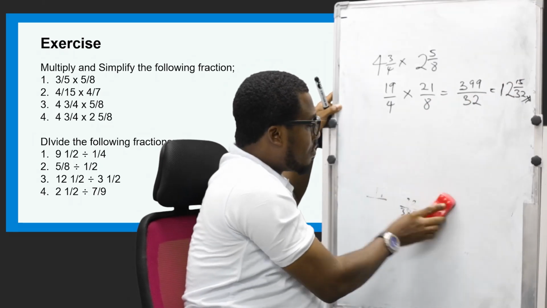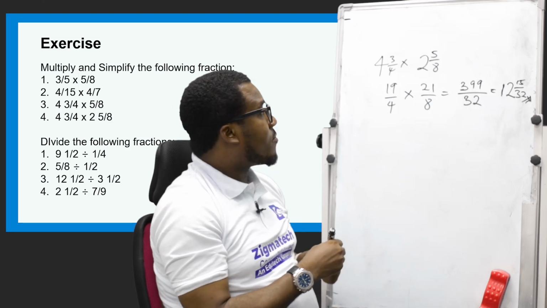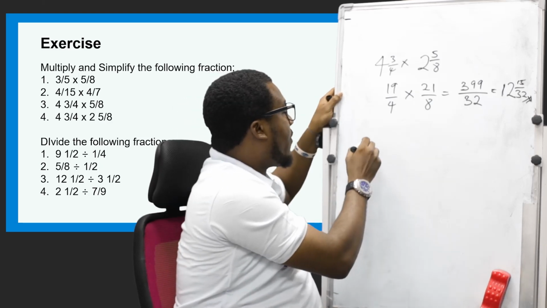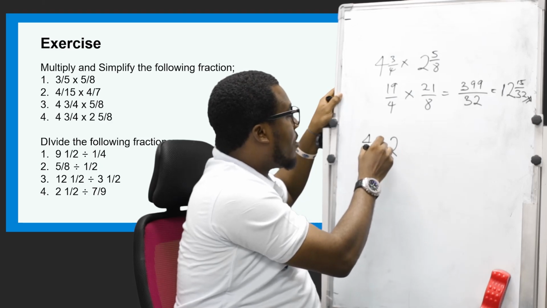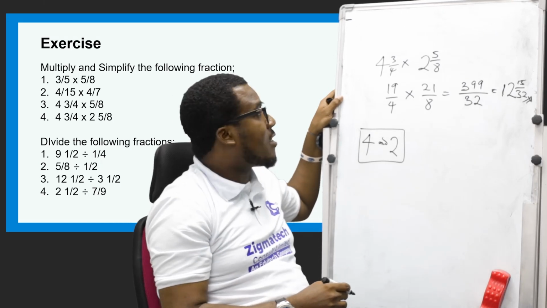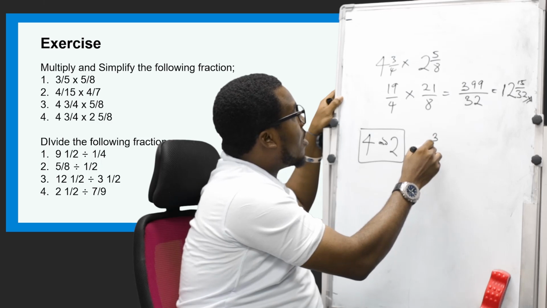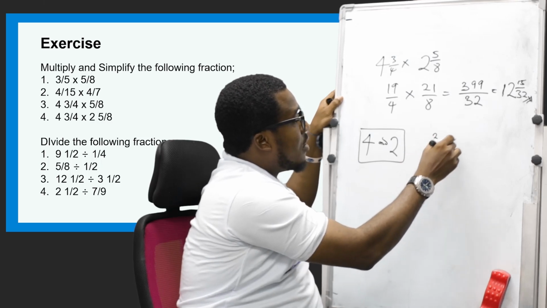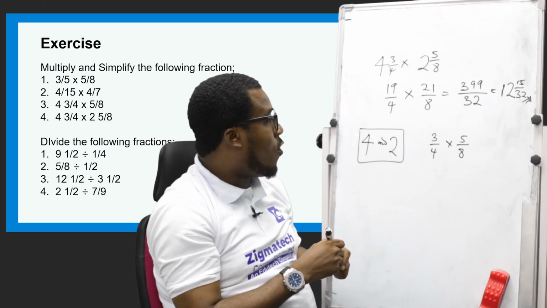Now let's see if we are correct with this answer when we use the second method, which is the split up method. Now we have 4 and 2, so we can take them aside, keep them aside. These are the whole numbers. Now let's work on the fraction numbers. So we have 3 over 4 and 4 over 8.